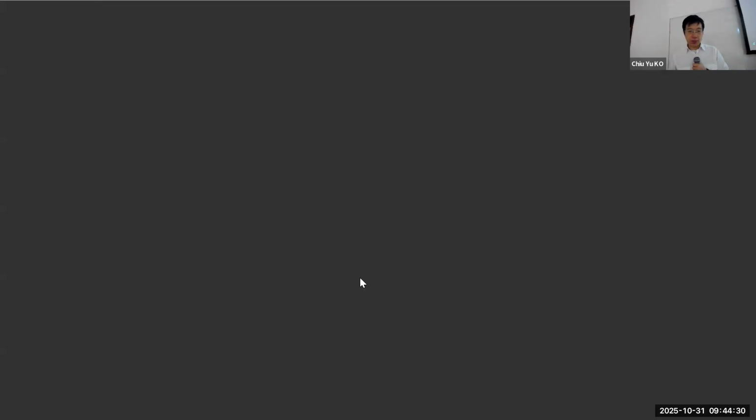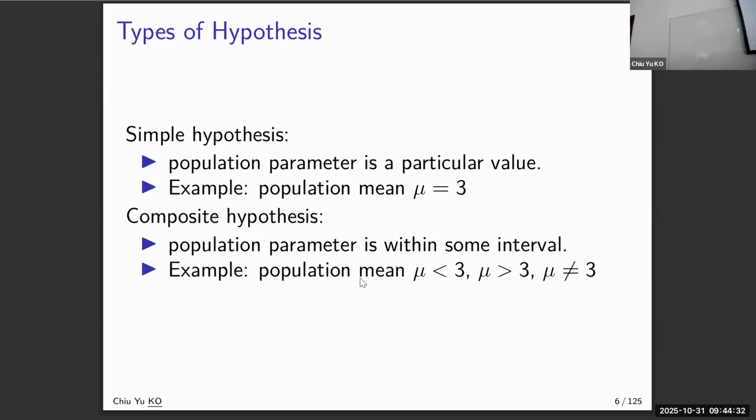In our model, we will have two types of hypothesis. One is called simple. Simple means I assert that the population parameter, that is the population mean, is equal to a certain value. And composite means you allow more than one value. In our class, more than one value actually means only three things: less than, more than, or not equal to. So these are the three options.